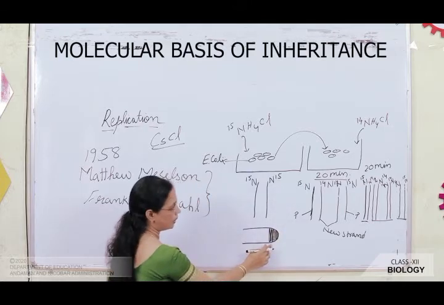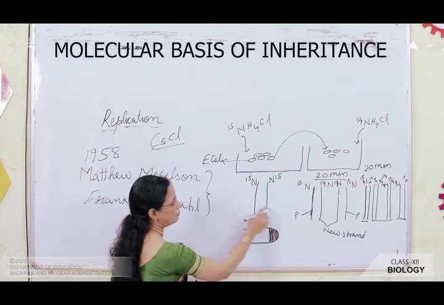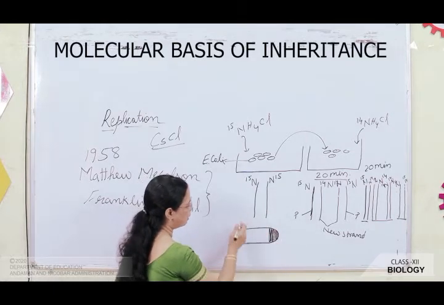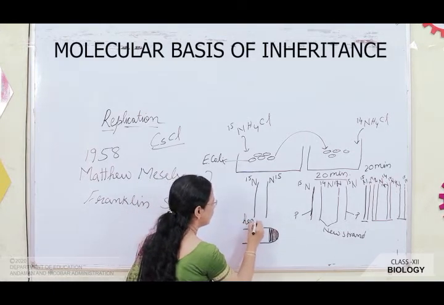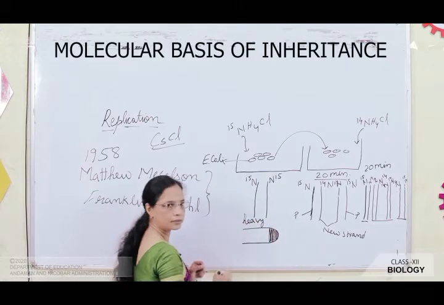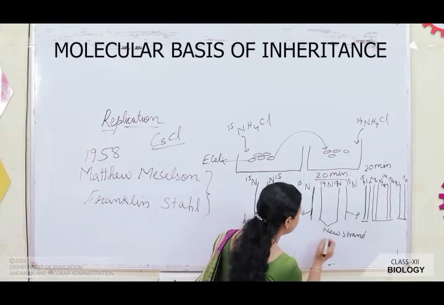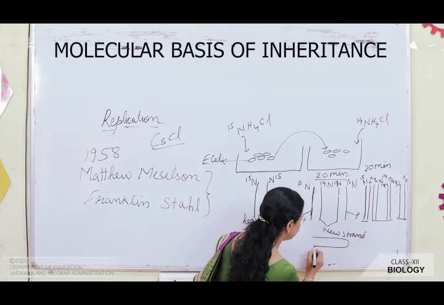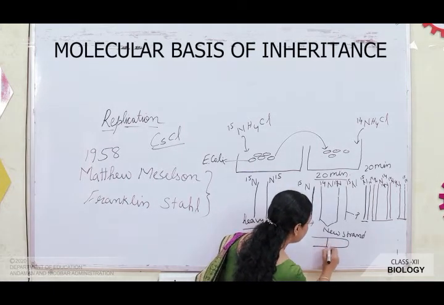Why is the band formed at the bottom? Both the strands are N15 and N15. That is why the band is formed at the bottom and it is known as heavy. And here you can see, after density gradient, the band is formed at the middle.